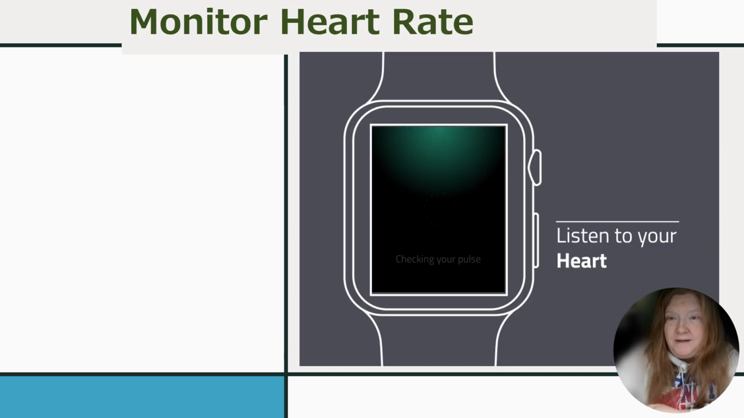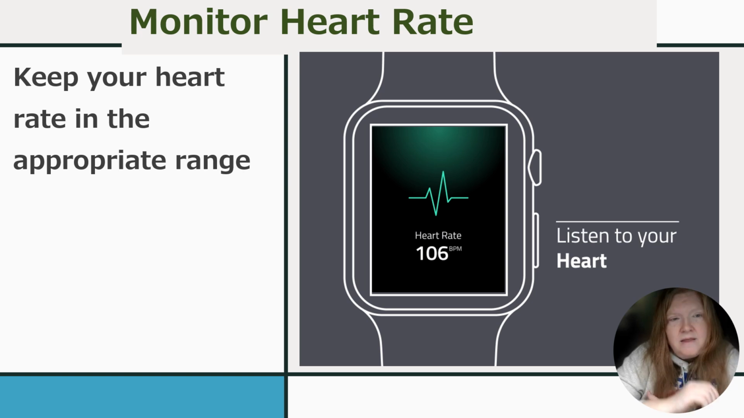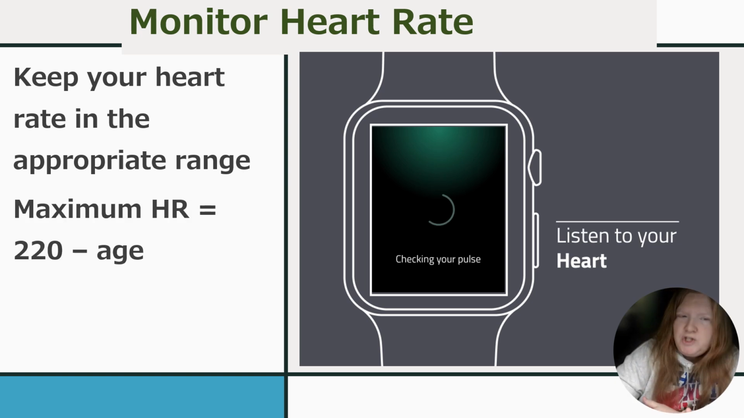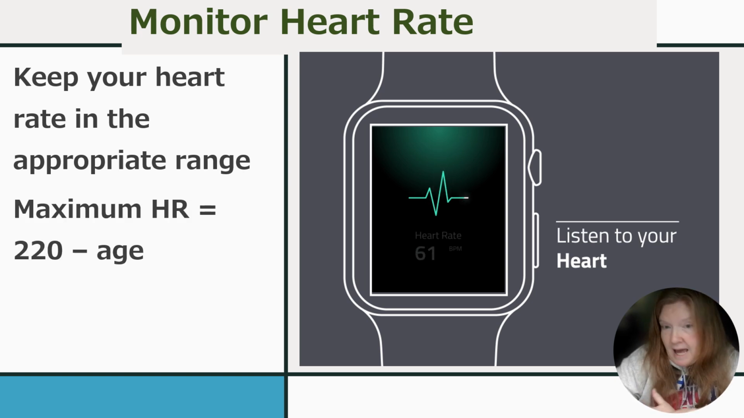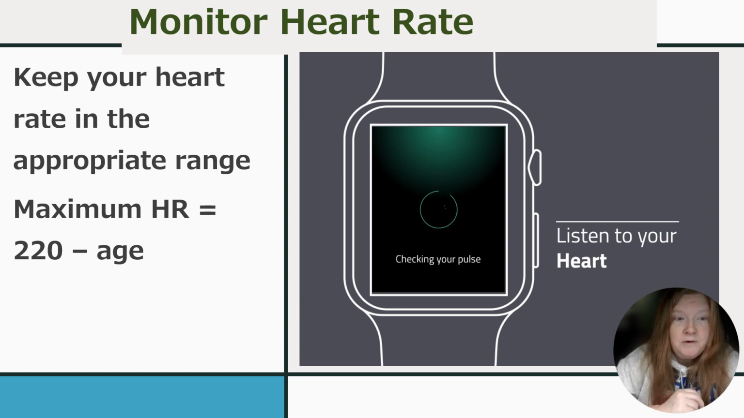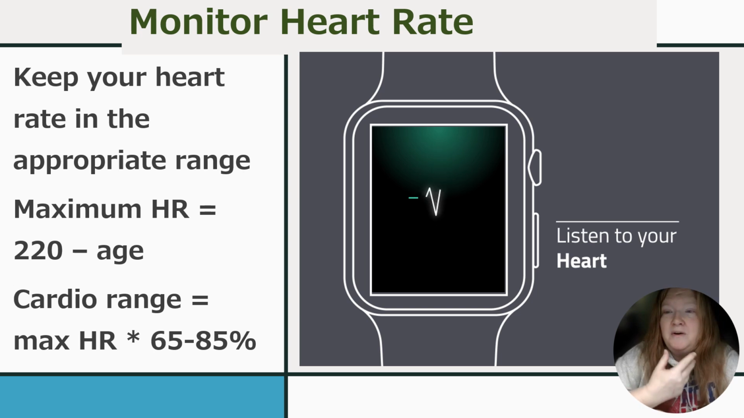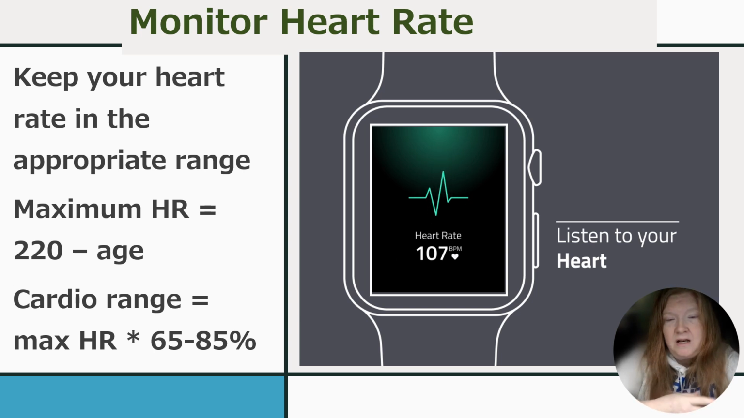Monitor your heart rate. Keep your heart rate in the appropriate range. So the maximum heart rate for any person is 220 minus your age. So if you're 20, your maximum heart rate is 200. If you're 50, your maximum heart rate is a lot lower, right? But the range for cardio is going to be your max heart rate times somewhere between 65 and 85%.